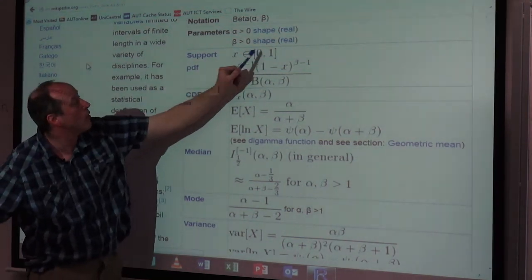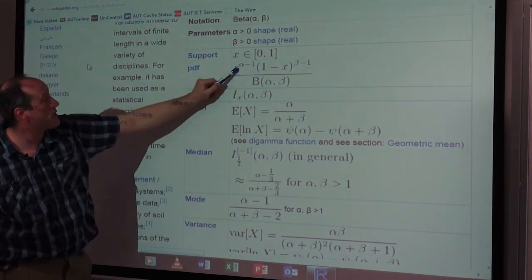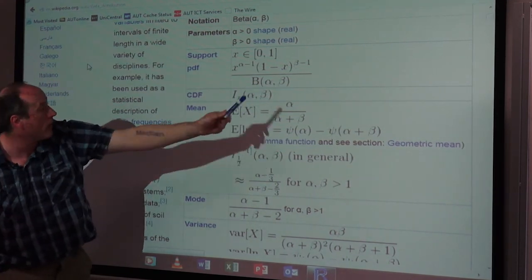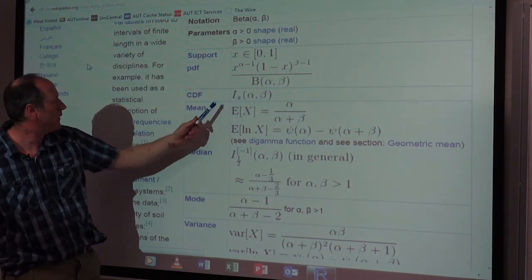Support between 0 and 1 is a member of the set between 0 and 1. The PDF is as I've given you. It's in a slightly different format. That B is just what I've defined. CDF I'm not covering. It's quite complicated, that.